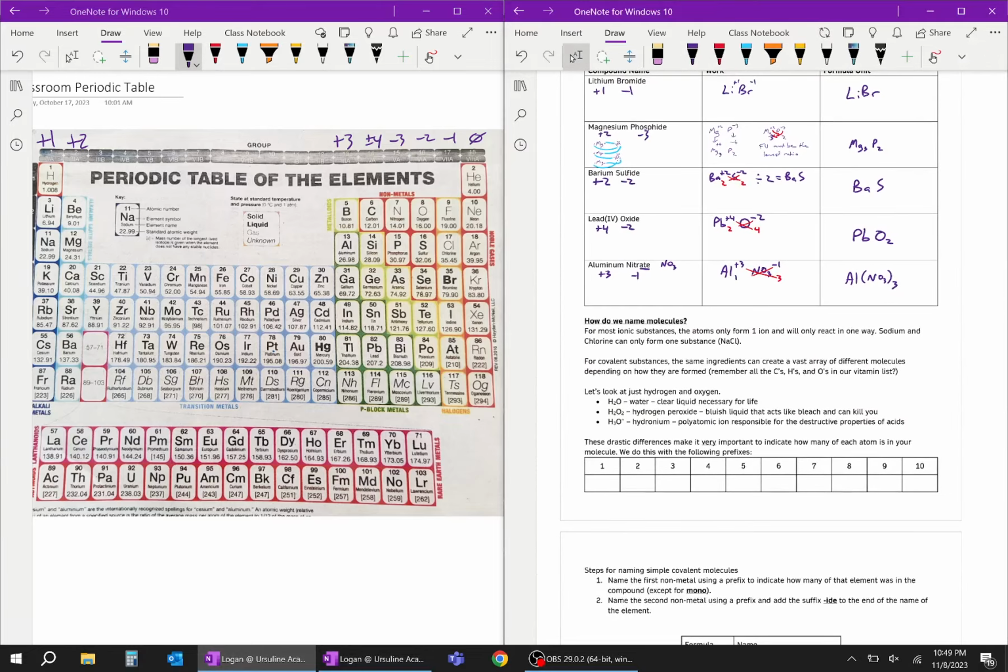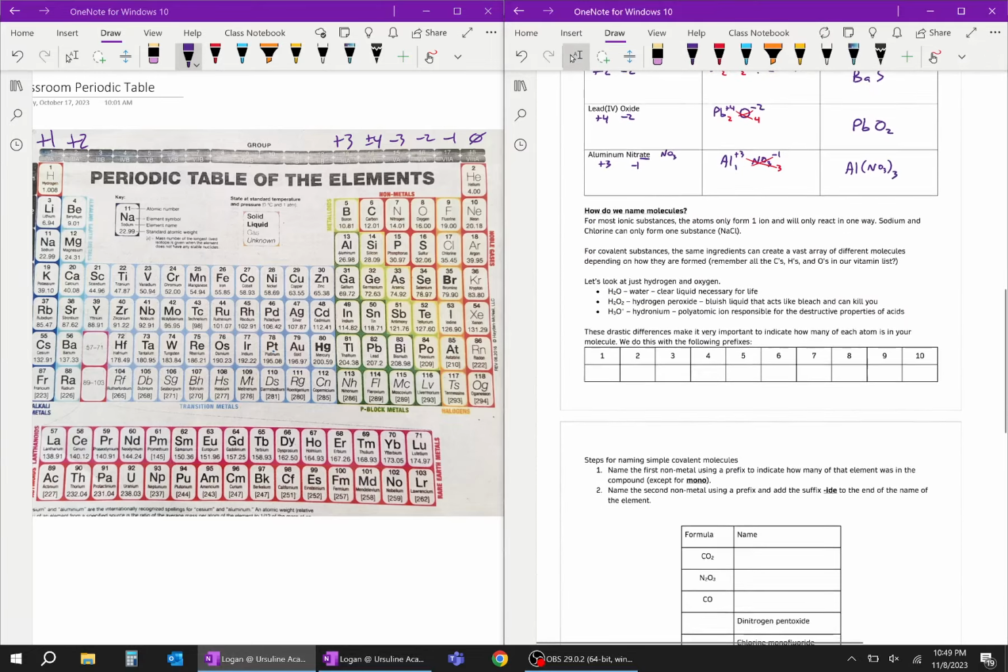Covalent should be relatively quick to get through. How do we name molecules? For most ionic substances, and by most I mean everything except for the transition metals, the atoms only form one ion, and so they'll only react in one way. Sodium and chlorine can only form one substance, sodium chloride. For covalent substances, this is not the case. The same ingredients can create a bunch of different molecules depending on how they're formed.